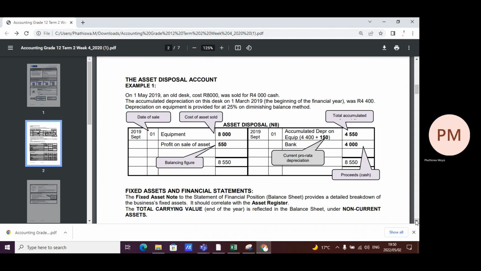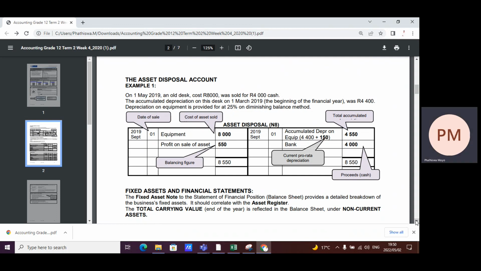And then depending whether this was sold on cash or credit, you will balance to whatever it is. If it's sold cash or credit, you will write that on the credit side. So depending on which side is bigger than the other, you'll balance to a profit on sale of an asset if you're balancing on the debit side. If you're balancing on the credit side, it's loss on sale of an asset.